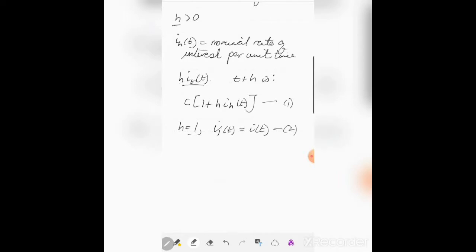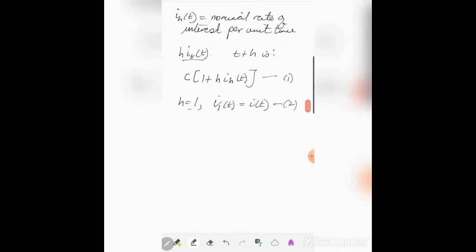So in many practical applications, we'll see that i subscript t does not depend on t. In which case, if it does not depend on t, we write it as follows: i subscript t will just be equal to i subscript h for all t, and this will be equation 3.